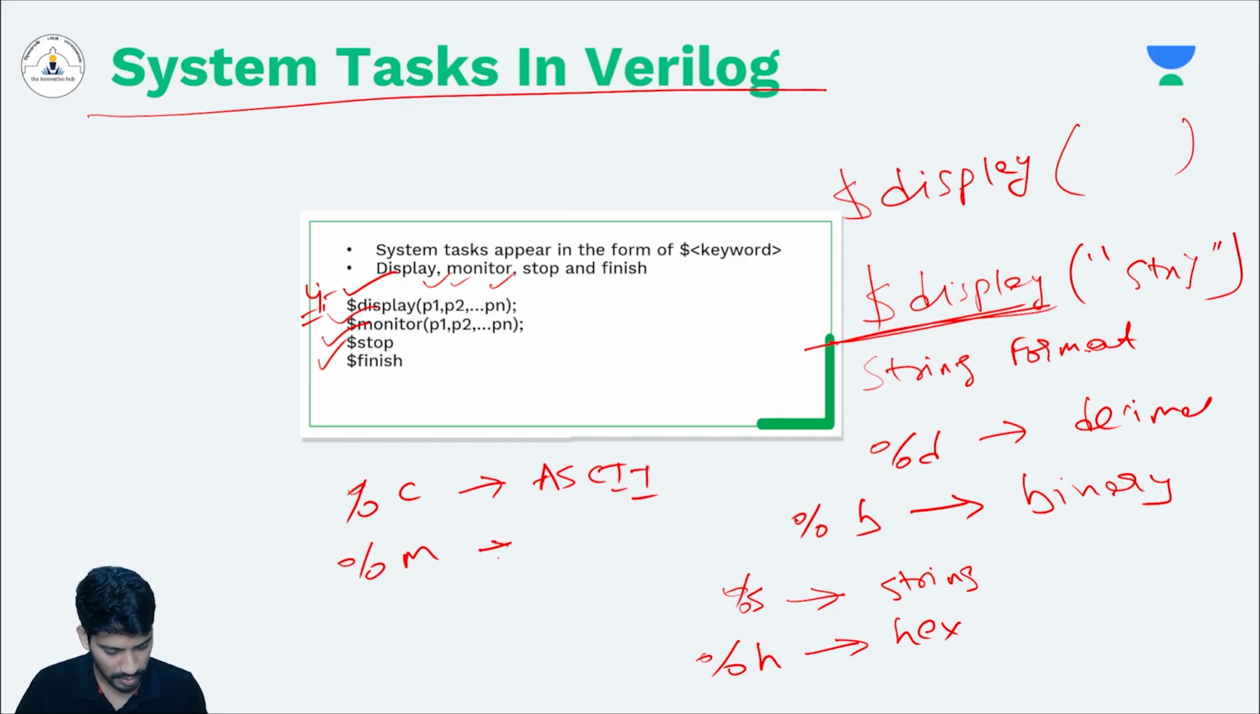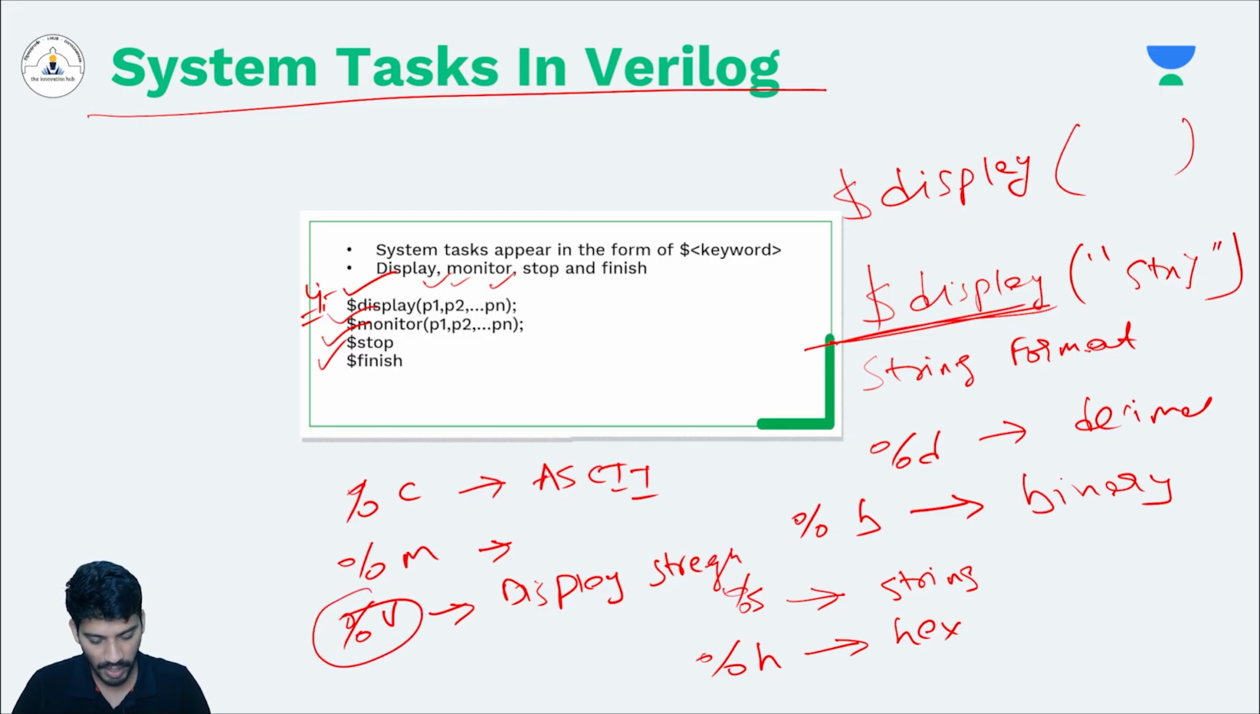Percentage %m is the hierarchical number if you have any hierarchies in your module. And percentage %v is the display strength. If you remember, we talked about the strength, right? Strong, weak, full, medium and all. If you want to display the strength of any wire or resistor, you can use percentage %v. And percentage %o will give you the octal value.